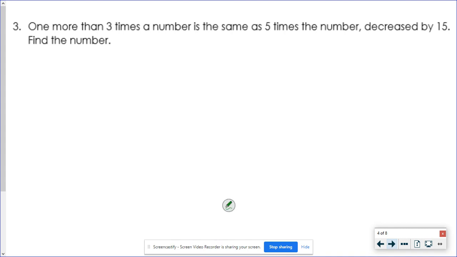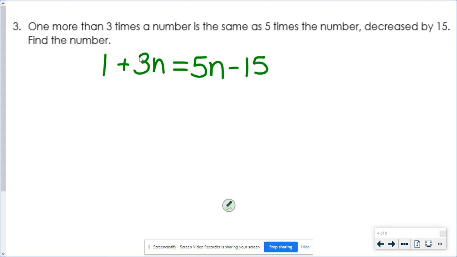For example 3, 1 more than 3 times the number is the same as 5 times the number decreased by 15. If I were you, I would pause the video right here and see if you could get this one translated all by yourself. If I want 1 more than 3 times the number, I could do 1 plus 3n or 3n plus 1. It really doesn't matter which order I have there. It is the same as 5 times the number decreased by 15. I hope that you were able to get that translated all right.